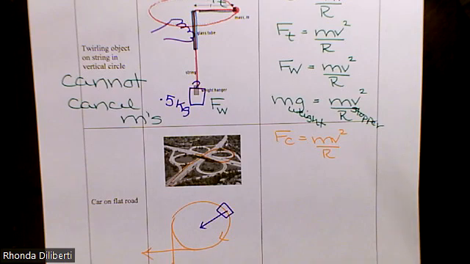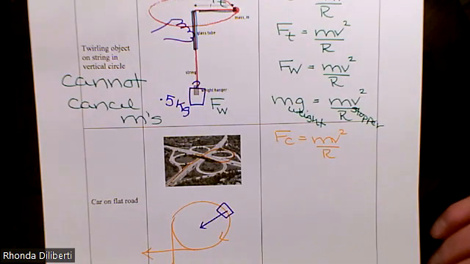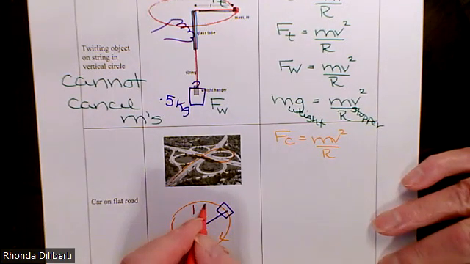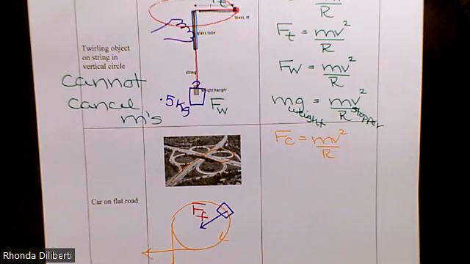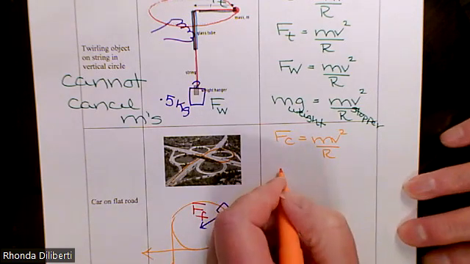But think about it. What if it was a snowy, icy day? You might find it hard to go around that circle. Because you know what force holds you in place when something's going in a circle? It's friction. What about a penny on a turntable? What holds that penny in place? It's friction. So it's invisible, but we know it's friction. So I'm going to replace this with friction.